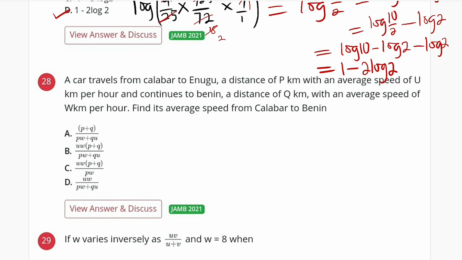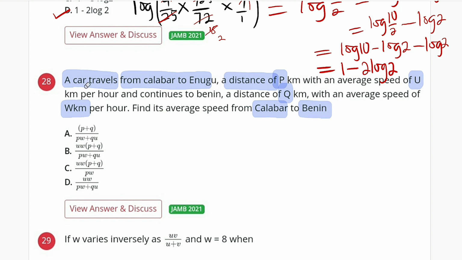Moving on, we have question 28. All right, question number 28, it reads, a car travels from Calabar down to Enugu, a distance of P kilometers, with an average speed of U kilometers per hour, and it continues to Benin, a distance of Q kilometers, with an average speed of W kilometers per hour. We're asked to find the average speed from Calabar down to Benin.